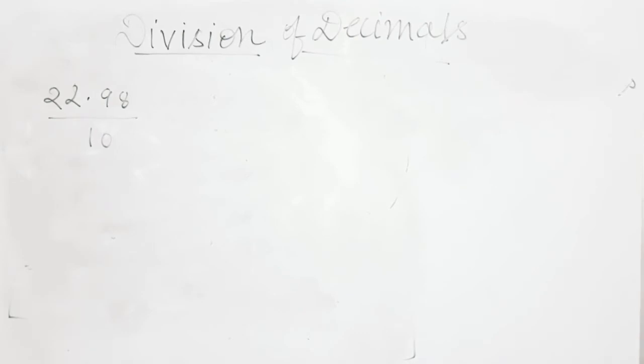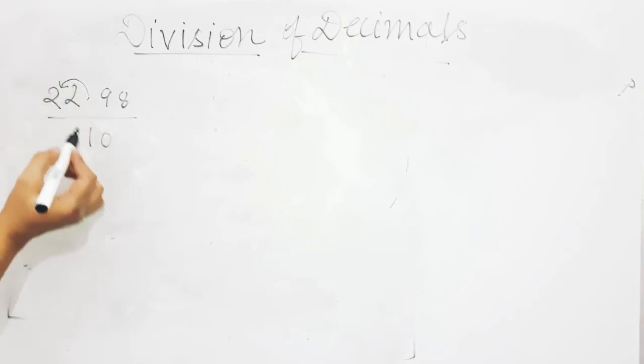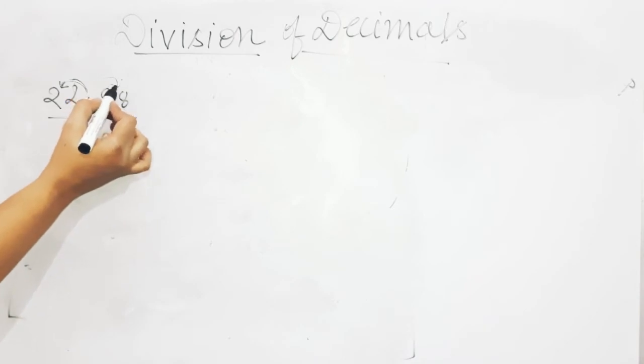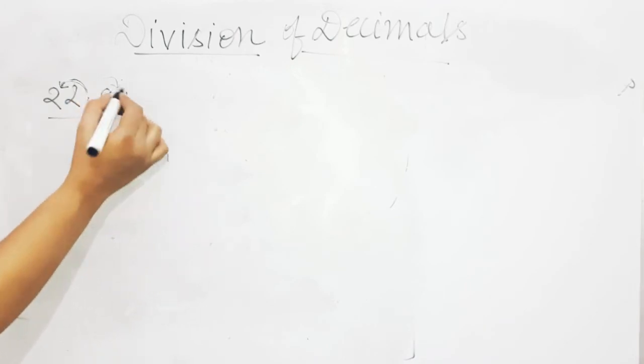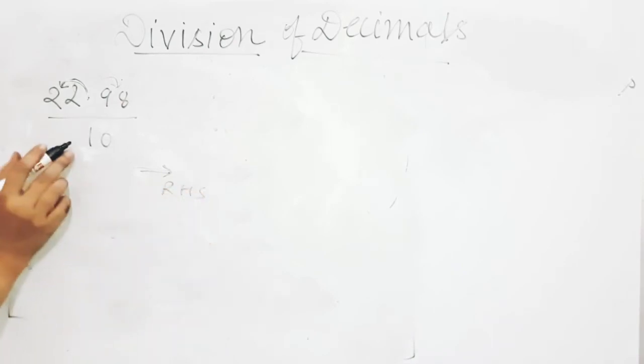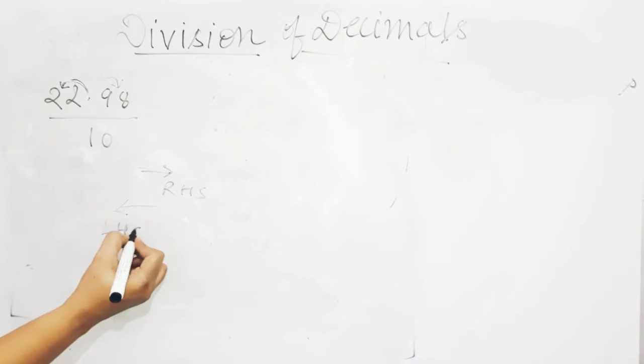Here the decimal point is where? The decimal point is here before 9. Now since there is 1 zero, this decimal point will shift by 1 place to the left hand side. Which side? Left hand side. Don't jump here. जब आप multiply करते थे, in multiplication the decimal point was shifting to which side? Right hand side. But here in division the decimal point will shift to which side? Left hand side.